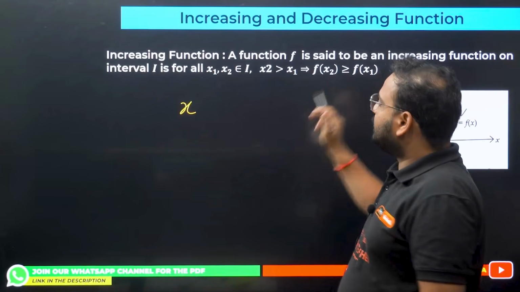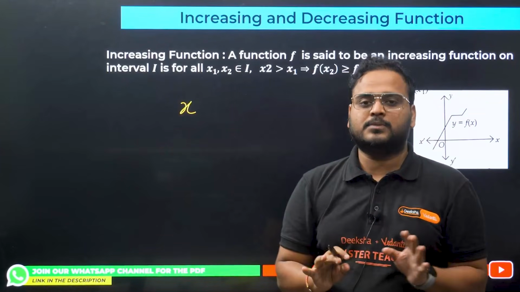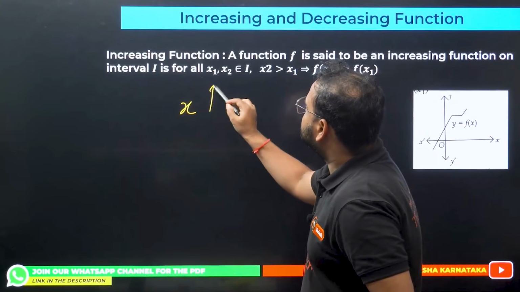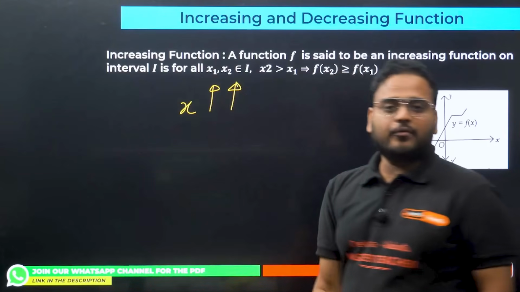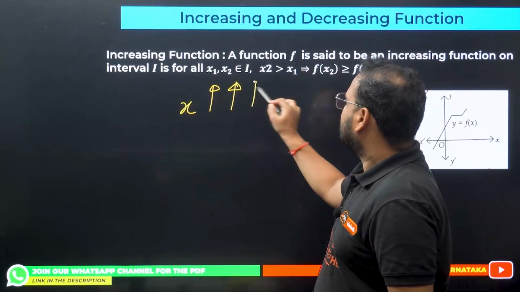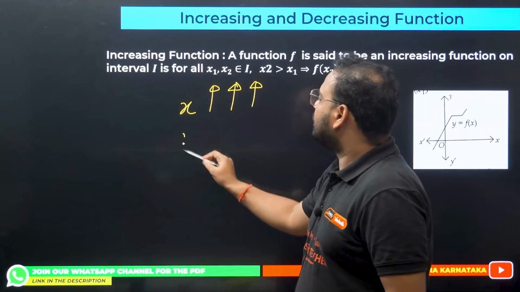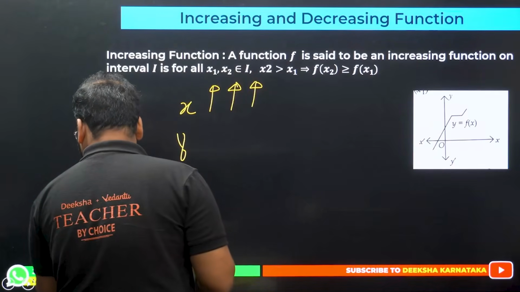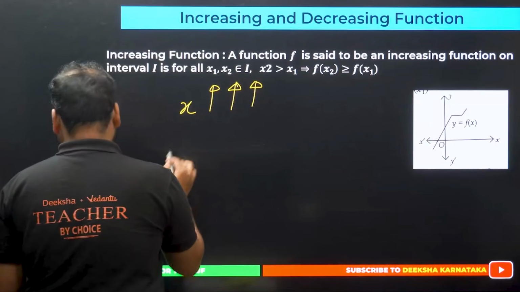I'll read the statement for you, but in the simplest statement possible: if you increase the value of x, keep increasing, what happens to y? What is y called as? Y is nothing but f of x.